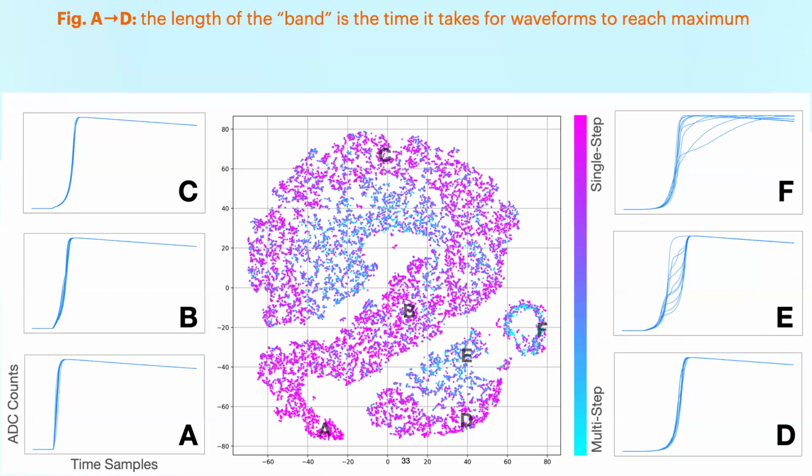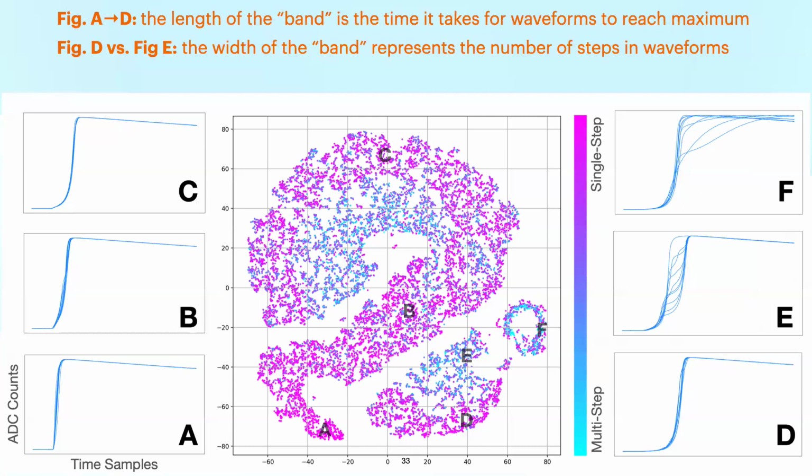If we look at points, we can look at some of the waveforms at different locations of this band. If you look at the trend from A, B, C, and D along the longitudinal direction of the band, you can see it takes longer and longer for the waveform to reach its maximum. So the length of the band actually represents the physics, the drift time of the waveform in your detector. If you compare two points at the same longitudinal location but at different widths of your band, that's points D and E, you can see they take the same time to reach the maximum, so their drift time is roughly the same.